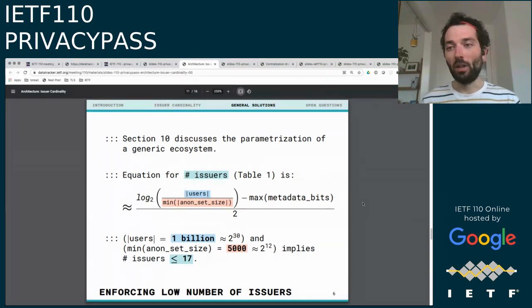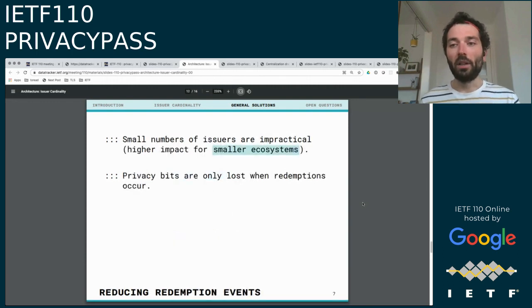And obviously if we take a smaller ecosystem, the Privacy Pass browser extension currently only has a number of users in the hundreds of thousands, I believe, then you're going to have a much smaller allowed number of issuers. So this is going to impact the privacy of clients quite considerably, or it's going to impact the practicality of the ecosystem in not allowing many issuers. So next slide, please.